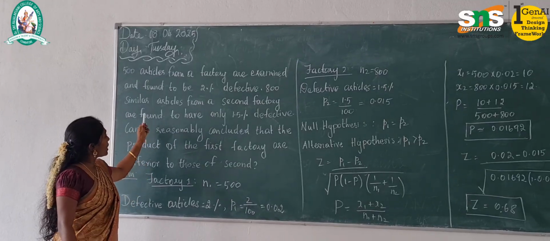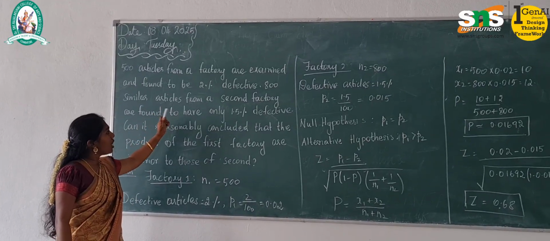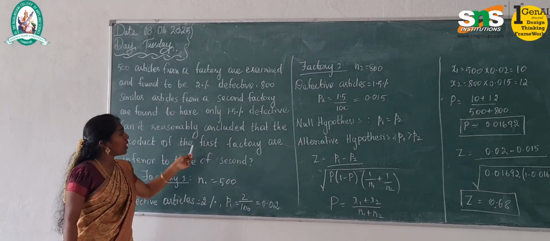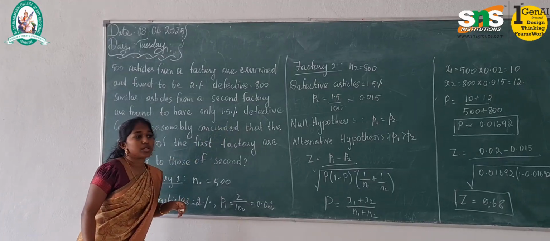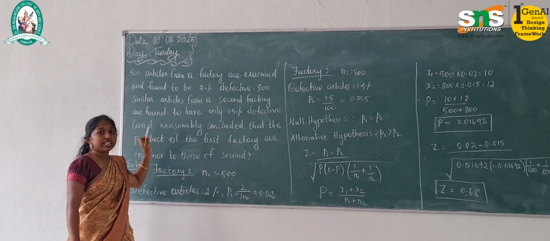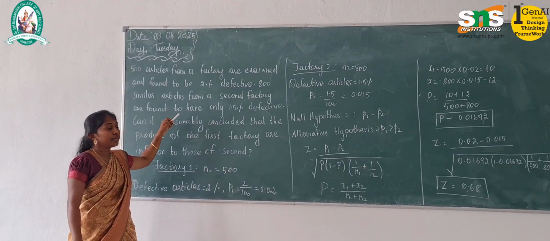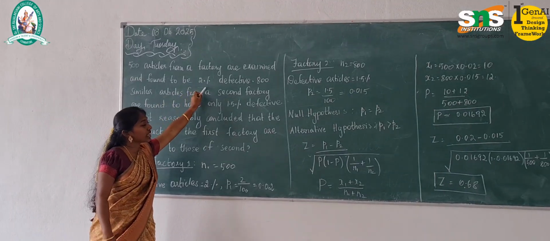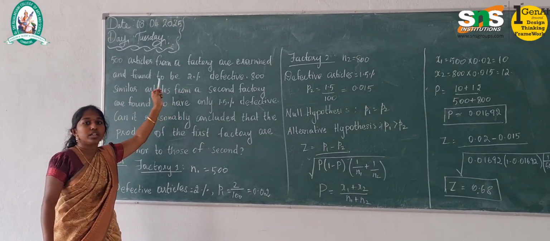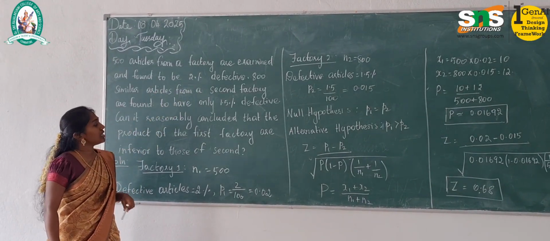In the second factory, 800 articles are found. Out of 800 articles, 1.5% are defective. In this problem, the sample is not given; they give only the defective. So we have to find what the sample is. Then we are going to proceed with the formula.